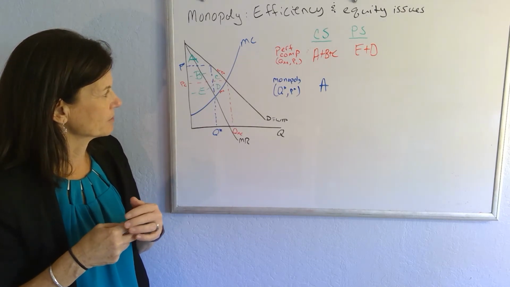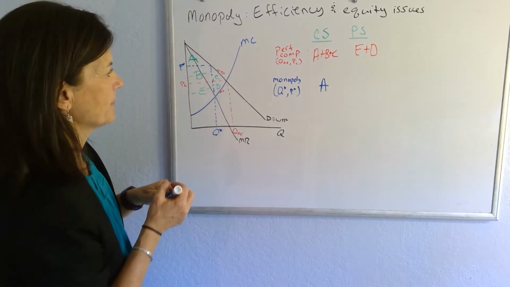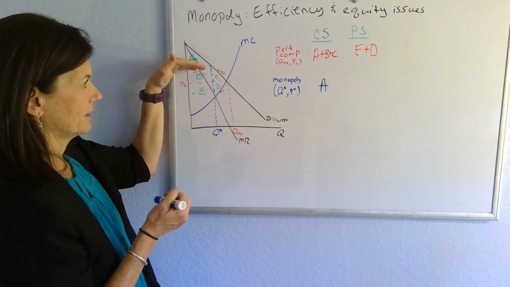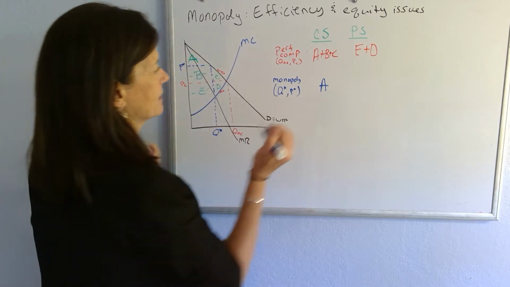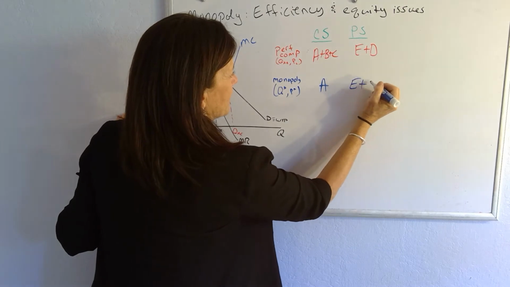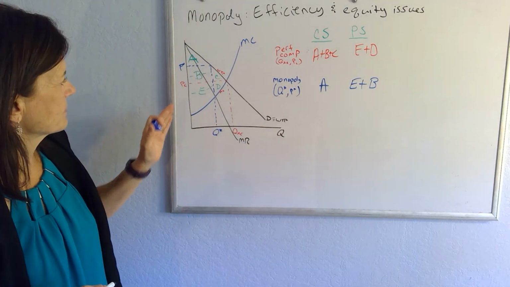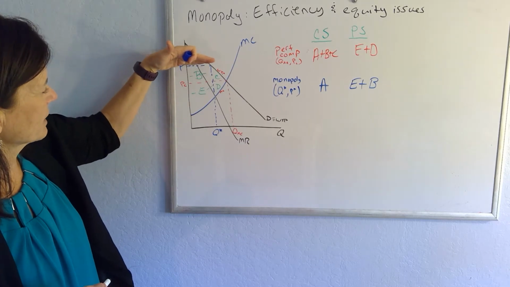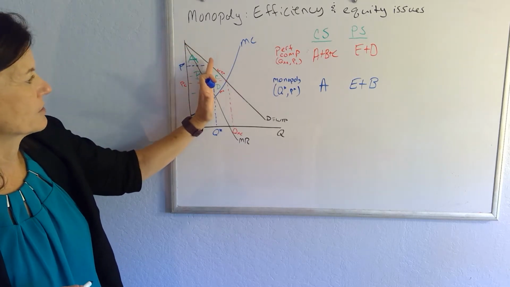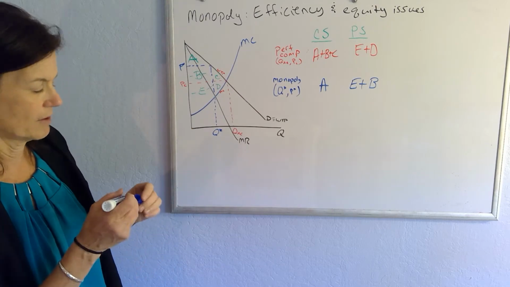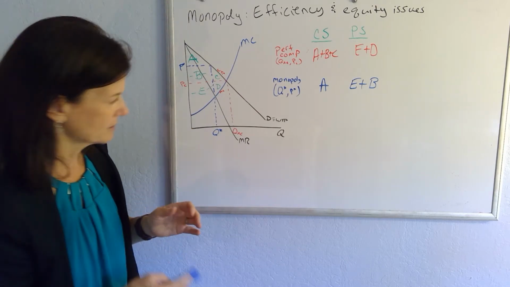And what about producer surplus? They have picked up area B, so they still have area E. They picked up area B, and so their producer surplus are selling at a price of P star out to Q star units. And so that's their new producer surplus.